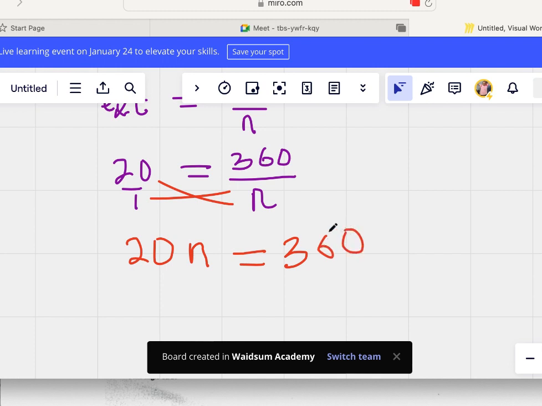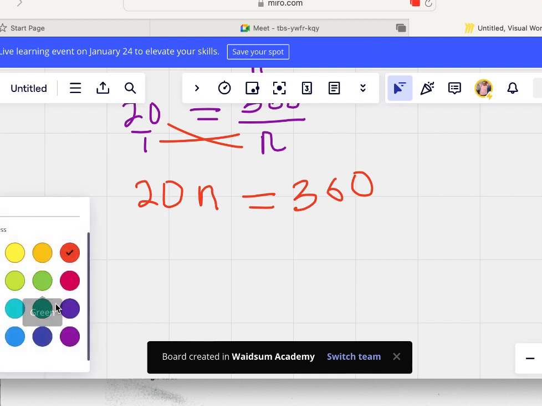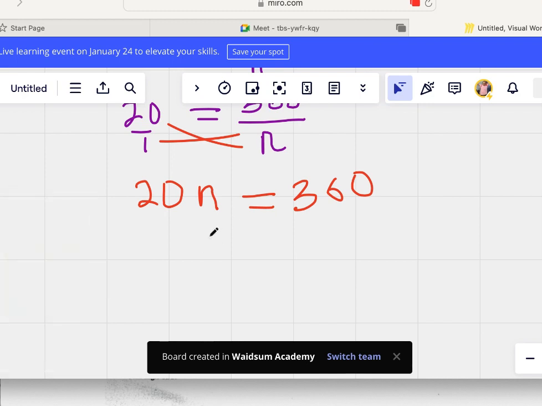So divide both sides by 20. In dividing both sides by 20, to make it shorter, I will just say n is equal to 360 over 20. 360 divided by 20, you just say 36 divided by 2. This 0 will cancel 0, obviously. 36 divided by 2, you get 18. So n equals 18.